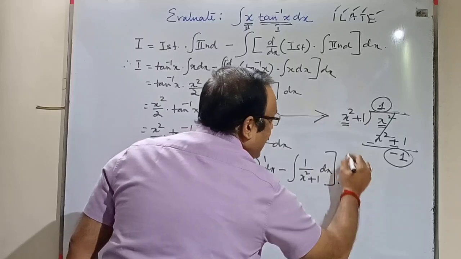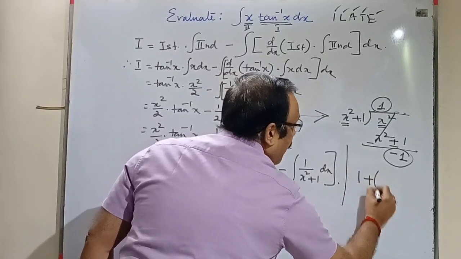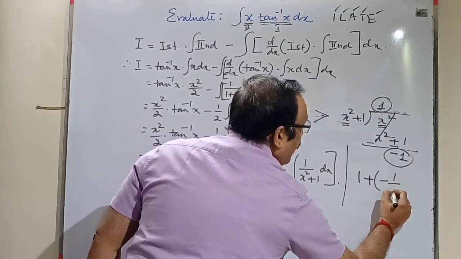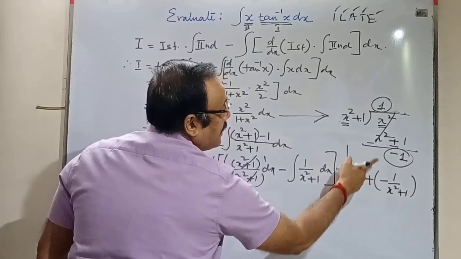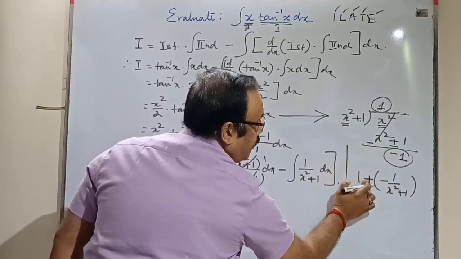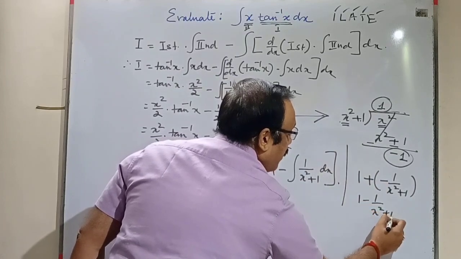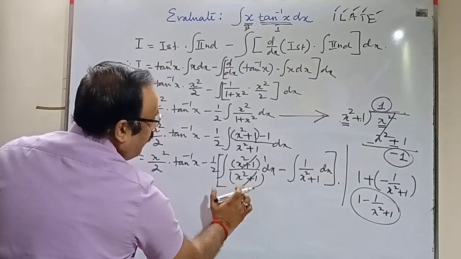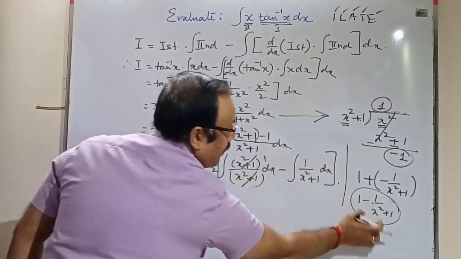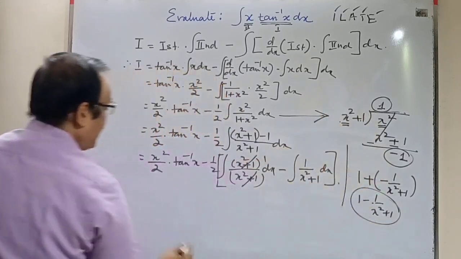So this can be written as 1 plus minus 1 by x square plus 1. Minus into plus becomes minus, so this becomes 1 minus 1 by x square plus 1. And see, this is the same thing: 1 minus 1 by x square plus 1. So you can do it by this method or by the division method.